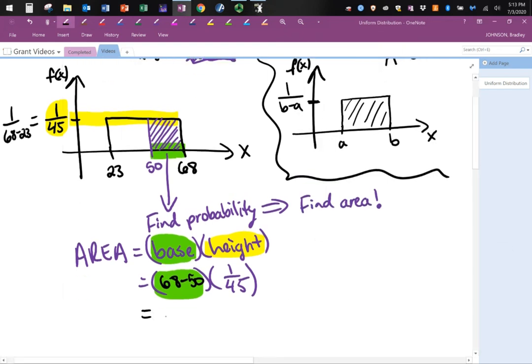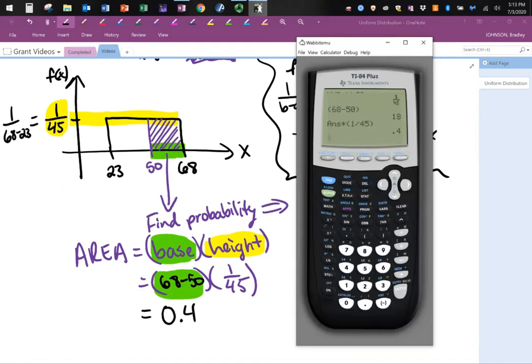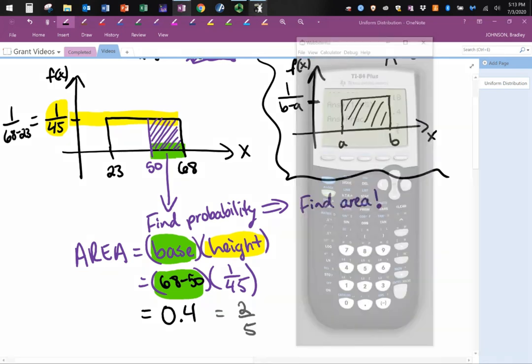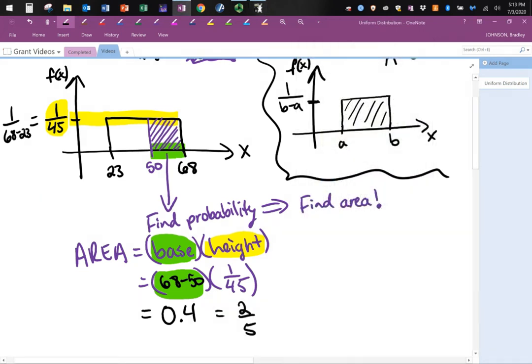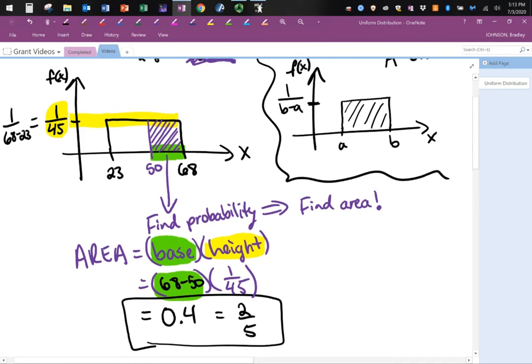So our area would be 0.4. But this is a nice terminating decimal. If you wanted to, you could leave it as a fraction. So 0.4 or 2/5 would be a valid probability answer in this example.